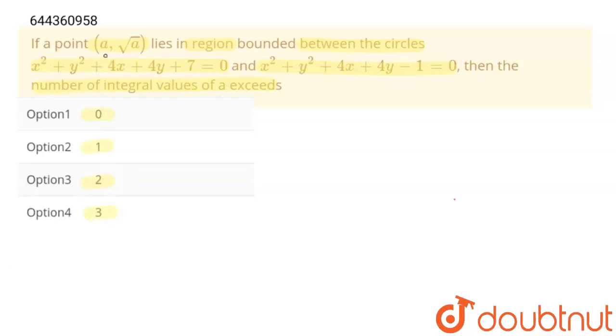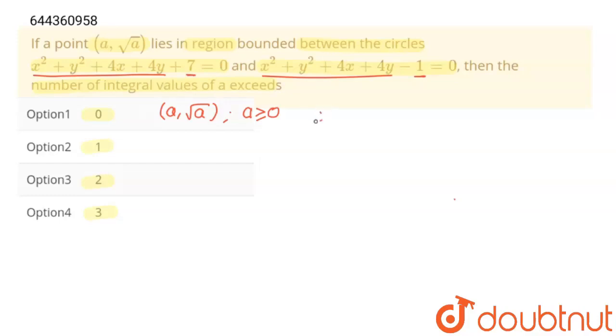So first of all, see, the point is (a, √a). A square root accepts only non-negative values, which means that a should be greater than or equal to 0. That is the first piece of information. Now next, if you see these circles, the first four terms are the same. So the only difference in both circles is the constant, which means that both circles are concentric.